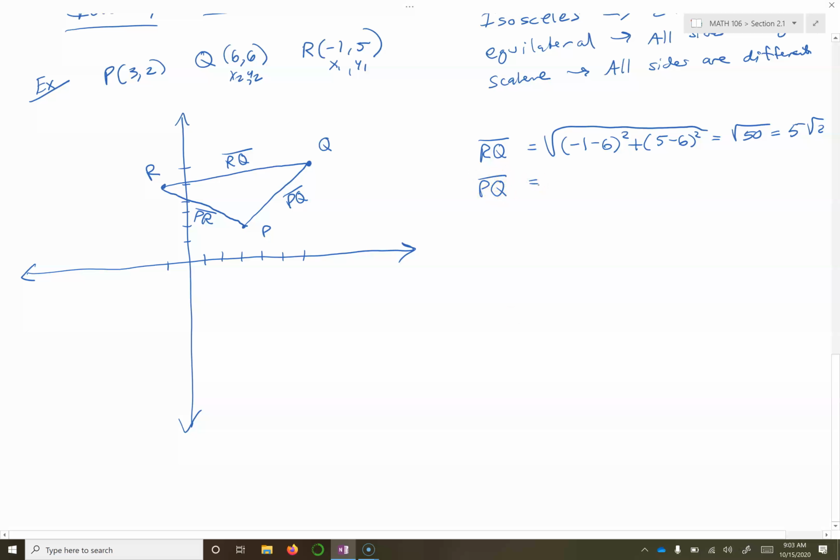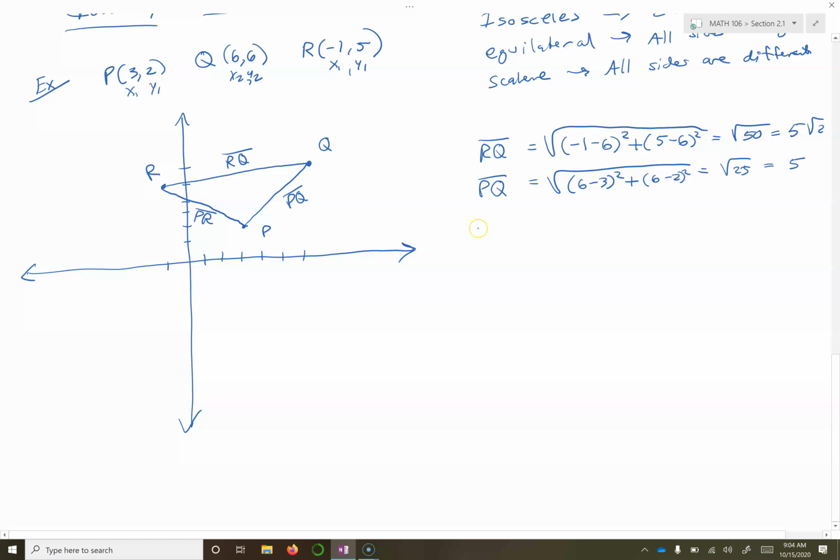So PQ, since I already have x2 and y2 labeled for that, I'm going to call this x1, y1. We'll do the square root of, all right, the x difference. So x2, 6 minus 3 squared plus 6 minus 2 squared. So we're going to have 3 squared plus 4 squared. So that's 9 plus 16. So is that the square root of 25? So that's just 5. It's very nice. That works. Did I get that right?